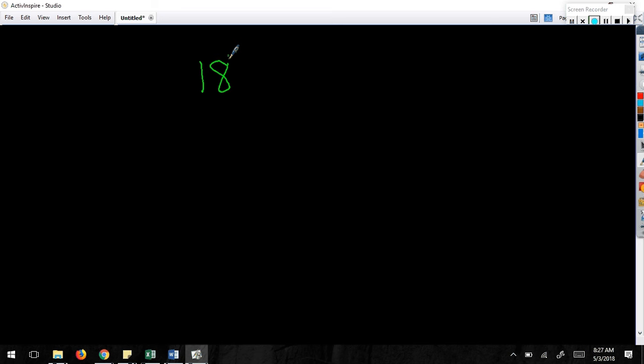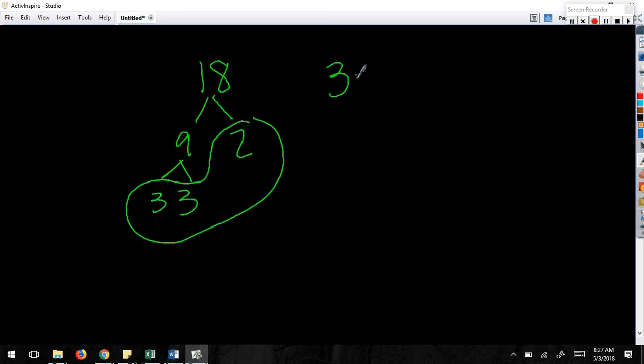Let's say 18. Okay. Let's think about how we could break 18 down. 9 and 2. And then you look at the 9 and the 2 and you say, can I break any of those down again? And the answer is yes. I can break the 9 down into 3 and 3. So the prime factorization of 18 would be 3 times 3 times 2. Right? Or 3 squared times 2. Right? Are we all okay on that?